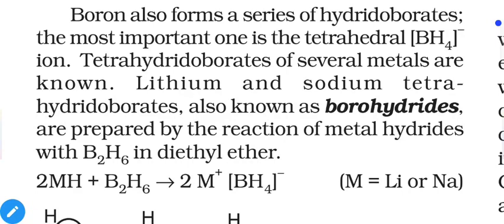The most important one is the tetrahedral BH4 minus ion. Now tetrahydroborates of several metals are known, and lithium and sodium tetrahydroborates are also known as borohydrides. Lithium and sodium borohydrides are reducing agents, and they are used as raw material to produce some metal borohydrides, and they can be prepared by reaction between metal hydrides and B2H6, and as the reaction is mentioned, it produces metal borohydrides.